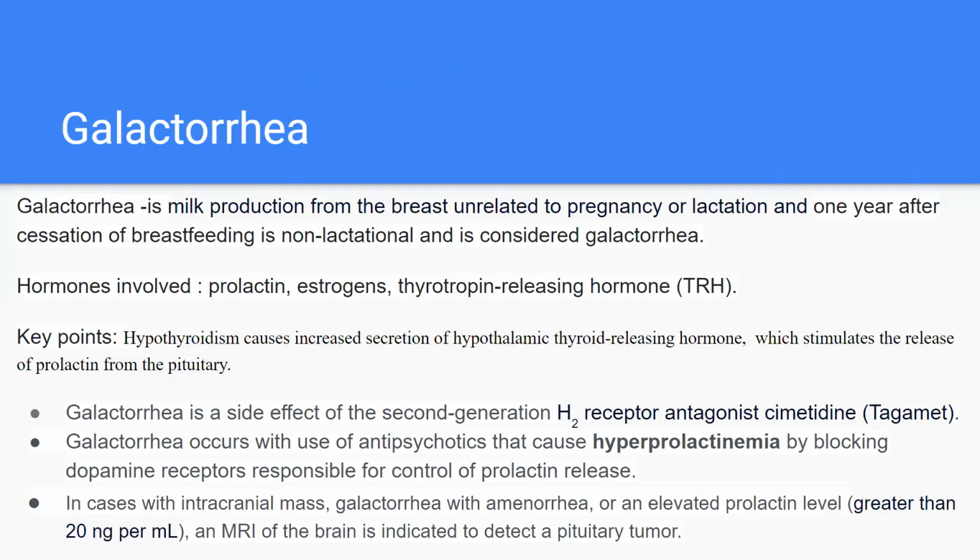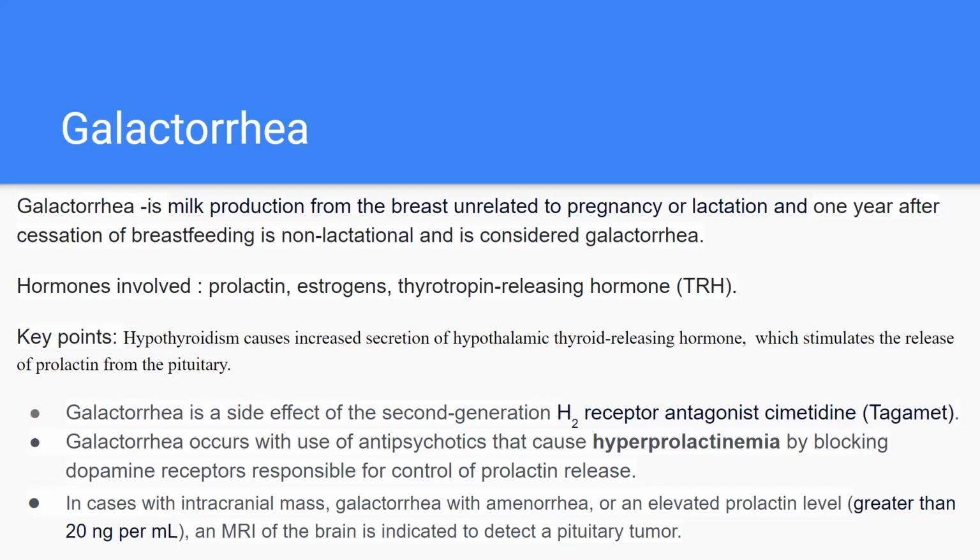Galactorrhea is another term that you will see on exams. It's a production of milk from the breast unrelated to pregnancy or lactation, and also 1 year after stopping breastfeeding. That can be non-lactational causes, and that's why it's called a galactorrhea. The hormones involved in this mechanism are prolactin, estrogen, and TRH, thyrotropin releasing hormone, not TSH.